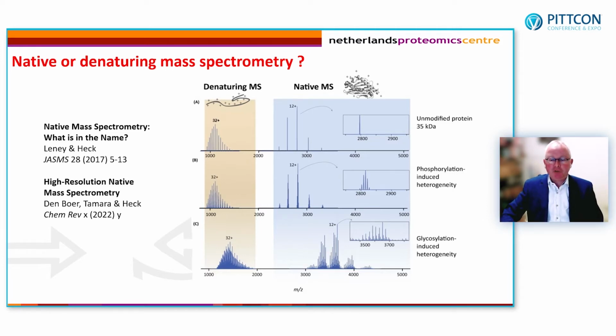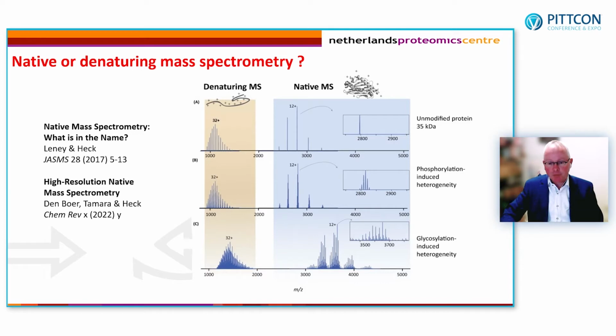Now, what you see, this native and denaturing MS for purified proteins, it makes not such a big difference if we want to do a mass analysis. But most proteins in life, they are not simple proteins like at the top. Proteins in life, in cells, they are often modified by modifications like phosphorylation, glycosylation. And on this slide, you actually see two examples of a phosphoprotein and a glycoprotein.